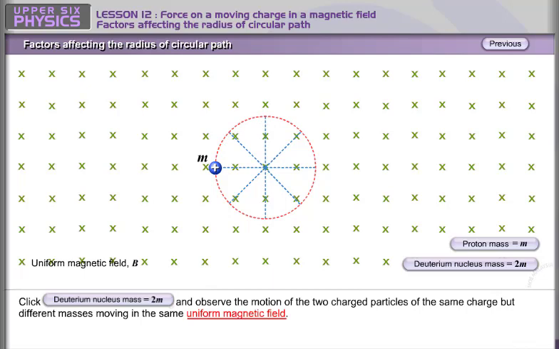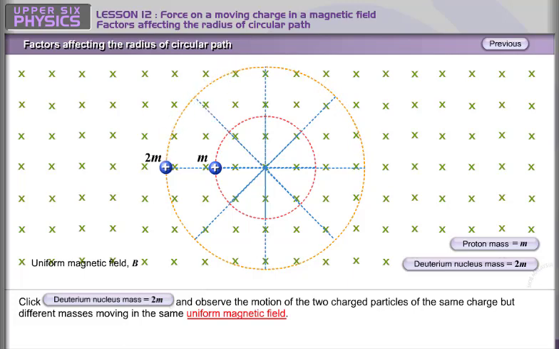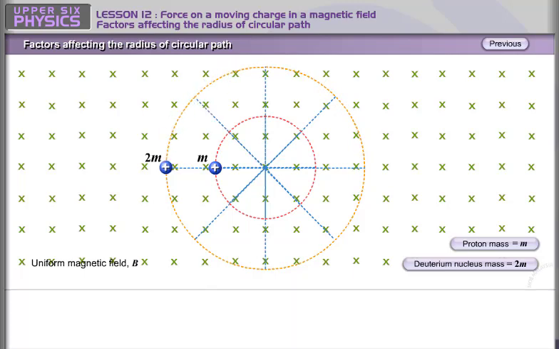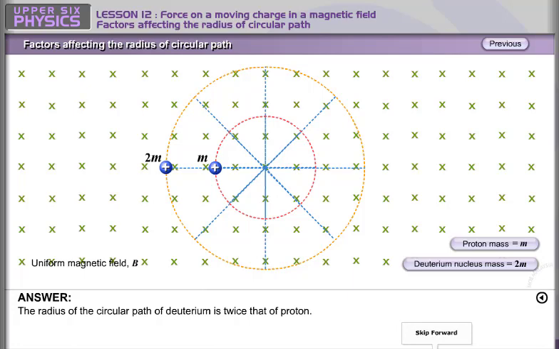Click the deuterium nucleus, mass equals 2m, button and observe the motion of the two charged particles of the same charge but different masses moving in the same uniform magnetic field. Compare the radii of the circular paths of the two particles. Answer: the radius of the circular path of deuterium is twice that of proton.